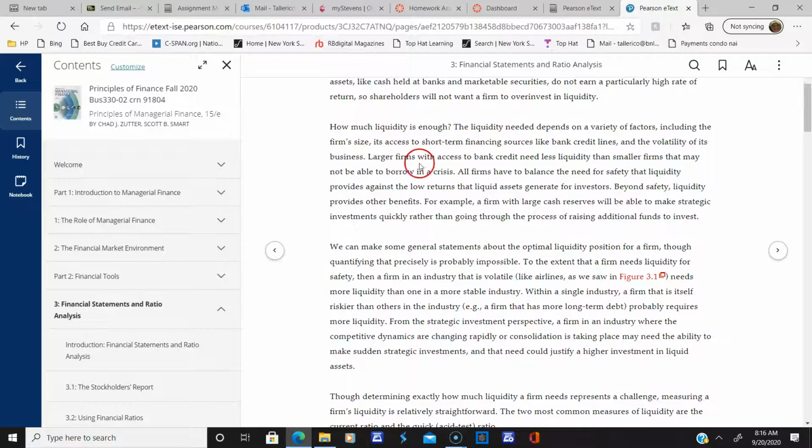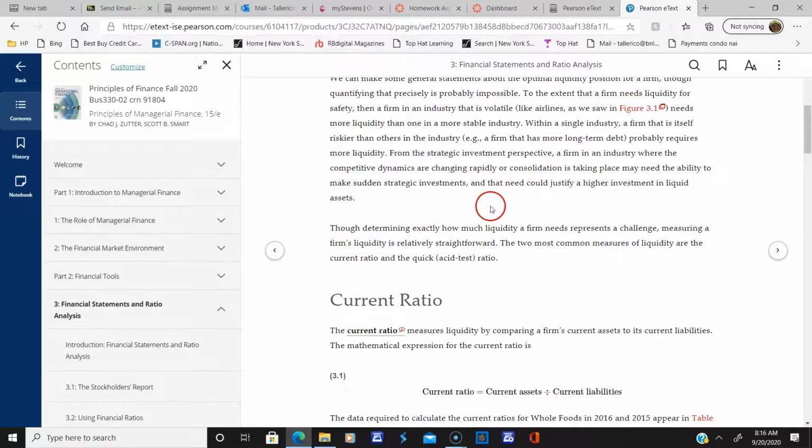The question comes up, how much liquidity is enough? It depends on many factors, including the size of the company, access to short-term financing sources like a credit line, whether you have cash coming in, and the volatility of its business. We're going to go over these ratios now, one by one.